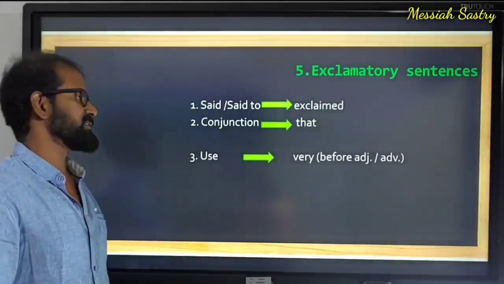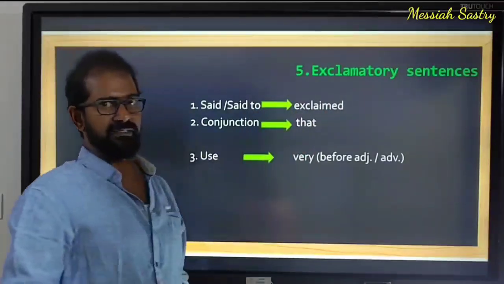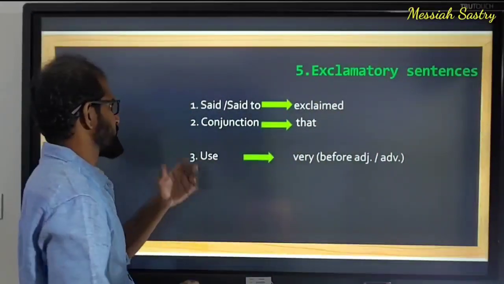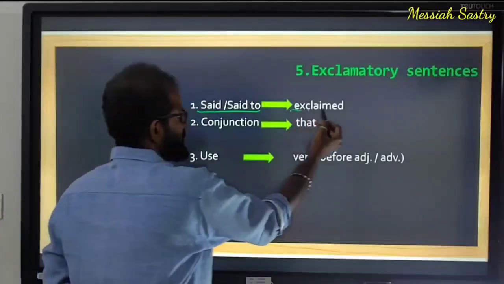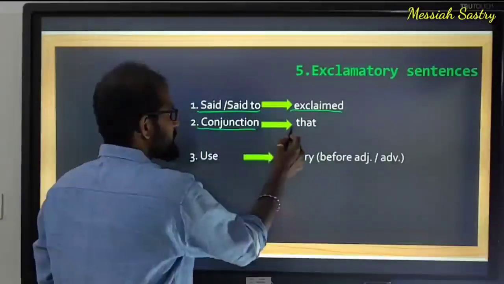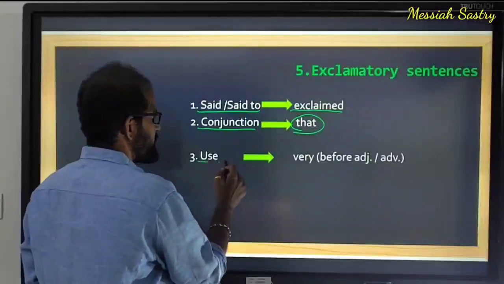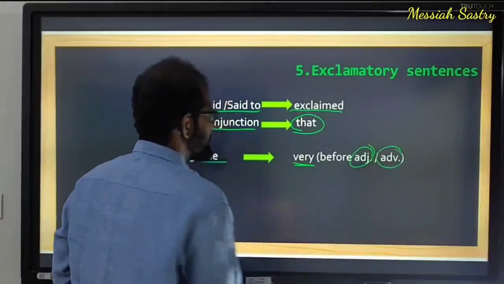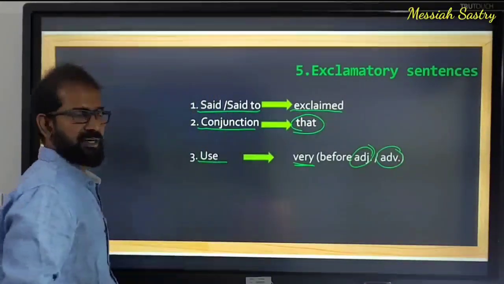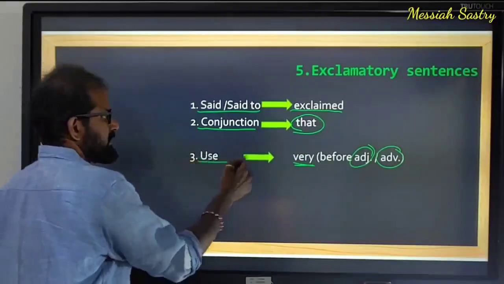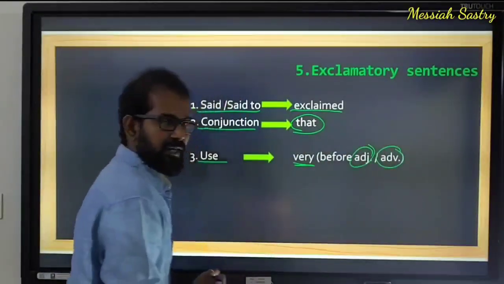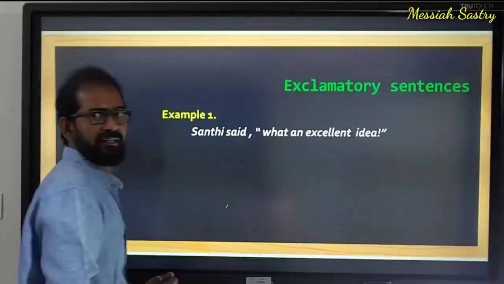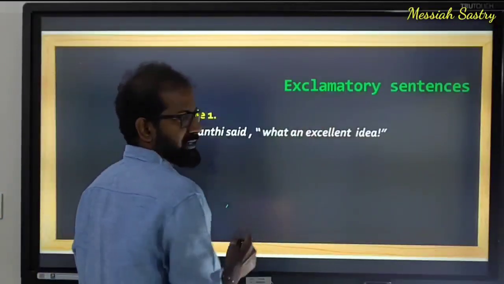The fifth kind of sentence and the last, exclamatory sentences. When it comes to exclamatory sentences, how should we change into indirect speech? Here, said or said to changes to exclaimed. For the conjunction, we use that. And we use very before adjective and adverb. Let's take an example. Santi said, "What an excellent idea."